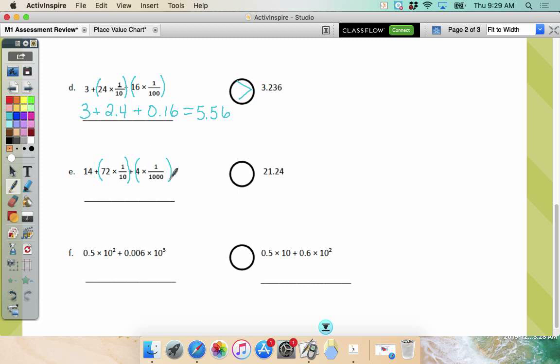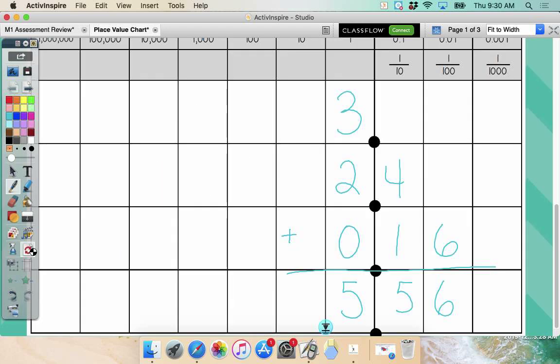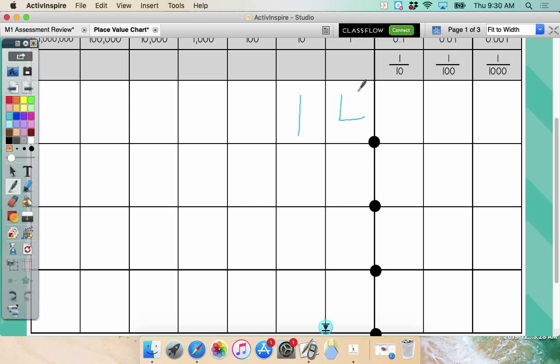Okay, so I've got 14 plus, how am I going to do 72 times 1/10? 7.2. You got it. Plus 4 times 1,000th. Well, I'm not adding anything yet. Do I just need to write 4 thousandths here? Okay, so now I'm putting this on the place value chart. Can some of you add this in your head?